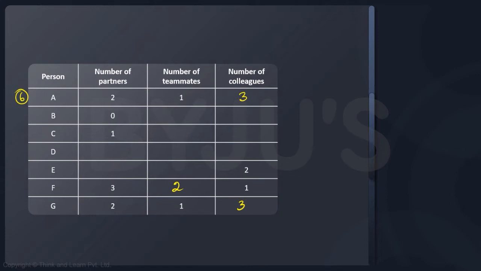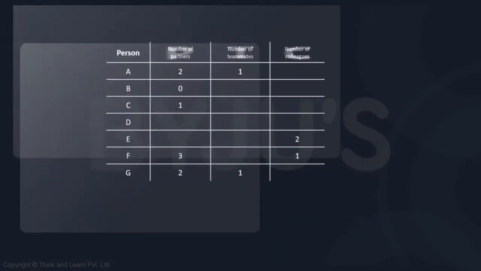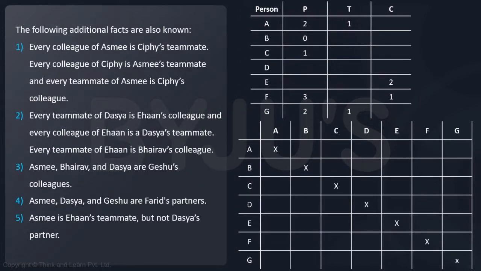So let's go ahead and take a look at the information given to us. I already mentioned that this should be a total of 3. 3 plus 1, 4, so this is 2 and this is 3.